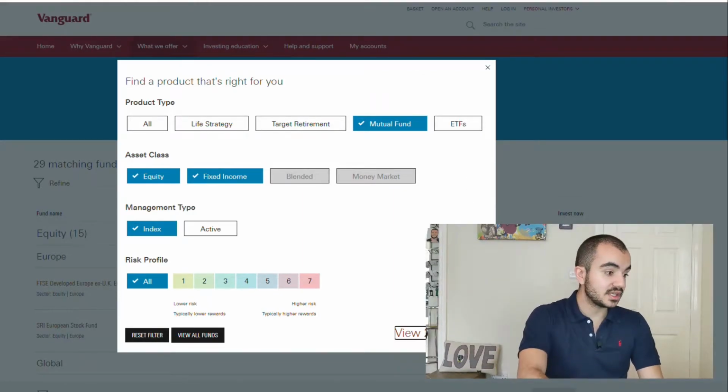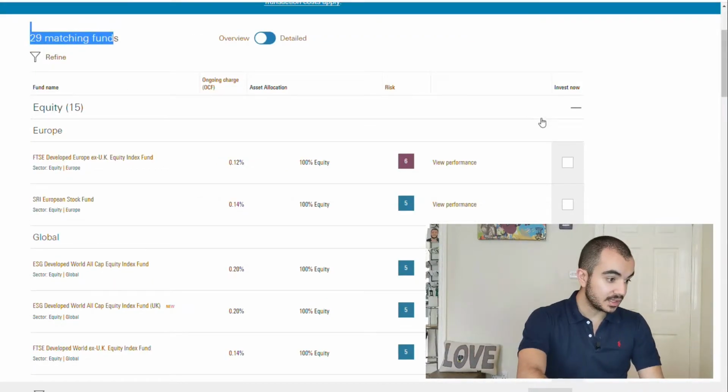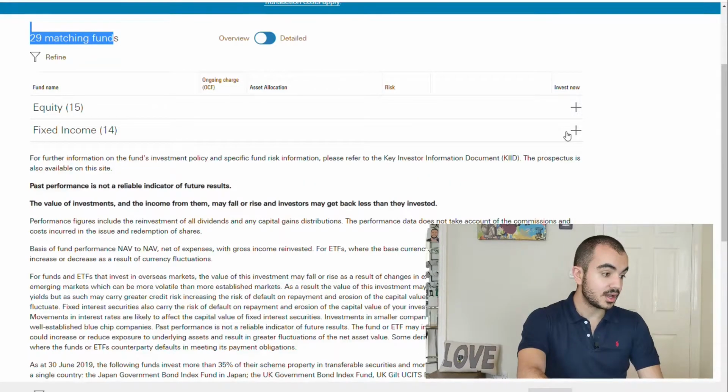Cool, so as of this date, Vanguard offers 29 index funds. And you can see it's split over two different types of products, equity and fixed income. So simply put, an equity fund would be a fund that buys and sells company stocks and shares, whereas a fixed income fund buys and sells government or even corporate debt. These are typically known as bonds.